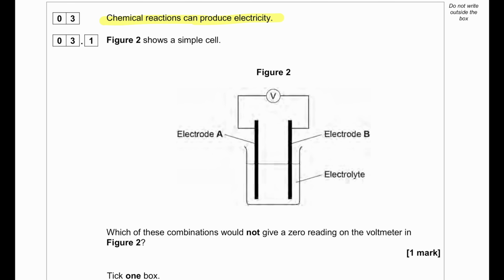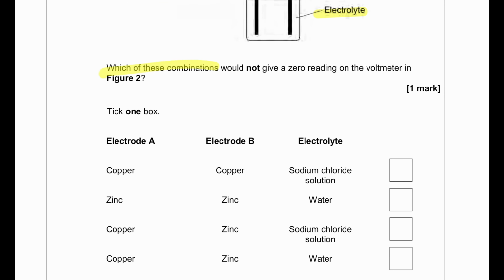Chemical reactions can produce electricity. Figure 2 shows the simple cell. Electrode A, electrode B, we can see electrolyte. Which of these combinations would not give a zero reading on the voltmeter in figure 2?